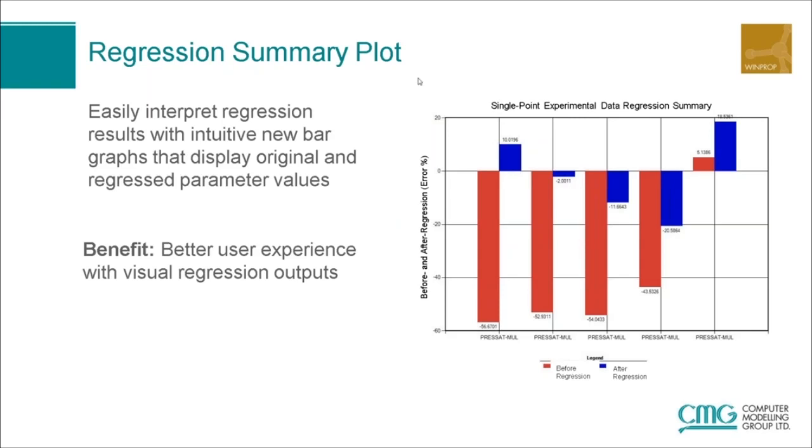So we have an example here shown on the screen of the new regression summary plot. And in this case, we have 5 experimental points for viscosity. And then we have the red bar showing the before regression error and the blue bar showing the error after the regression. So we can easily make out right away from this new plot the relative error, and we can easily see that 4 of our experimental data points have a lower experimental error, and then we can see how large those errors are relative to both before the regression and to each other. So we can more easily analyze our regression results.